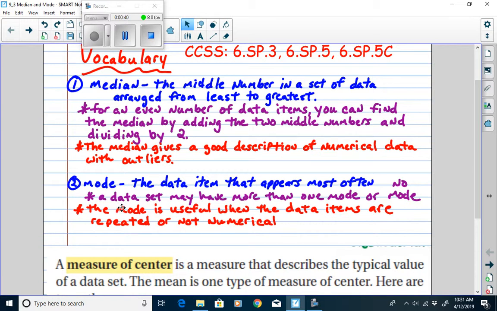A data item or a data set may have more than one mode, or it may have no mode. The mode is useful when the data items are repeated or not numerical.